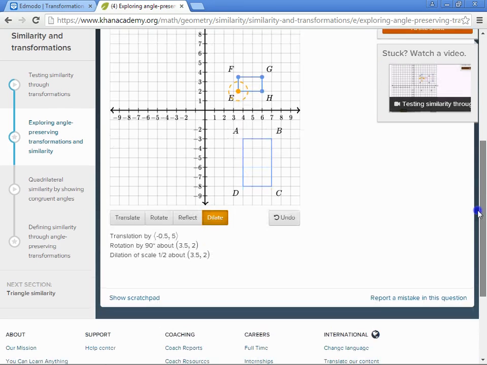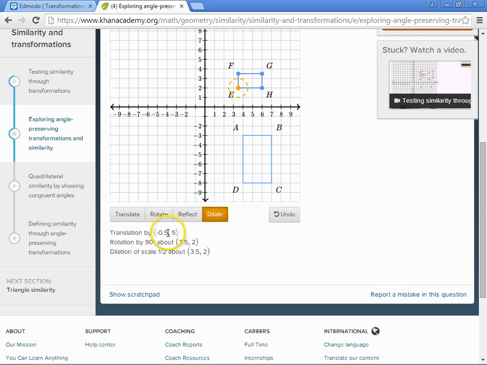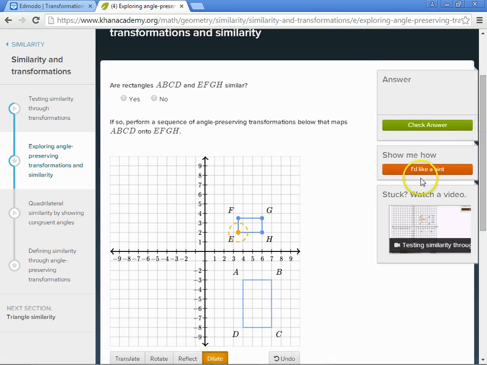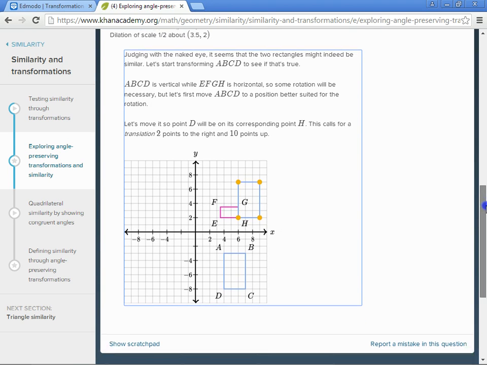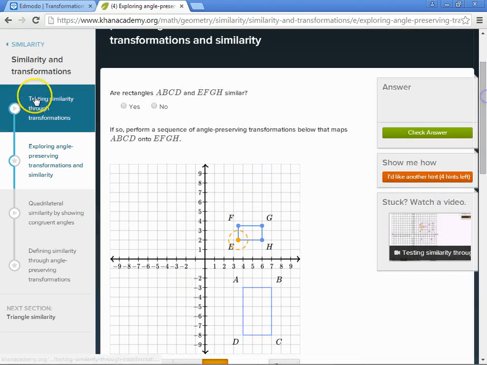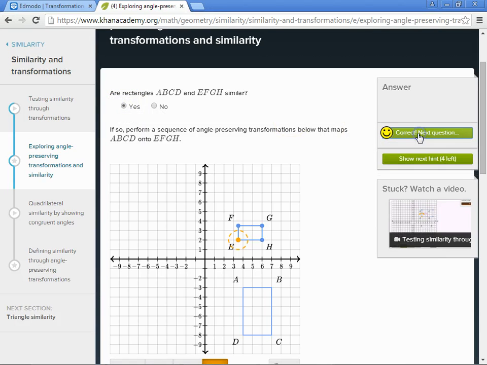And we can take a look here and see what we did. We translated it by 1/2 unit to the left and up 5 units. We rotated it 90 degrees around the common point E here, and we dilated it by a scale factor of 1/2 to map it onto there. I also wanted to show you that they give you a series of hints that you could use, and they probably take you through a similar series of steps. Looks like they used point H as their point of reference in the picture, but there are many ways to prove that these things are similar. So we're going to say yes and click on check answer.